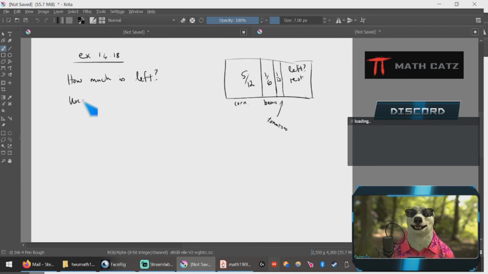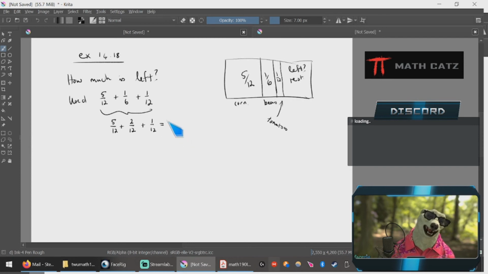Well, I used 5/12. I used a 1/6. I used another 1/12. Clearly, I have to add them together to see what I've used in total. So I want to make a common denominator. 1/6 is 2/12, and another 1/12. That'll be 9/12. Nope, not 9, 8. I wanted it to be 9, but it's not. It is 8. Just for the convenience of 9.